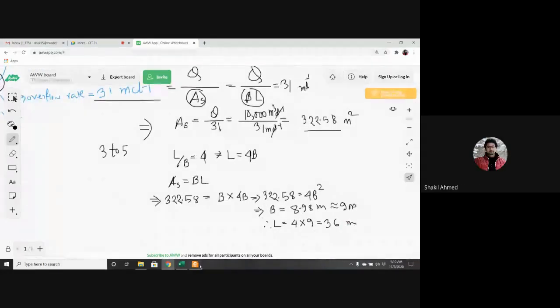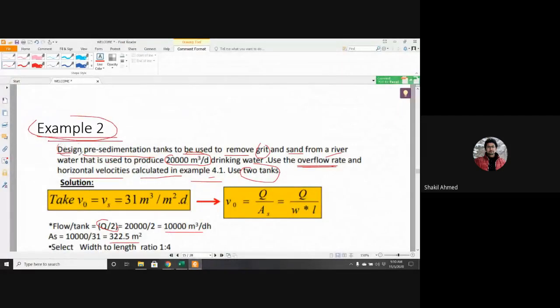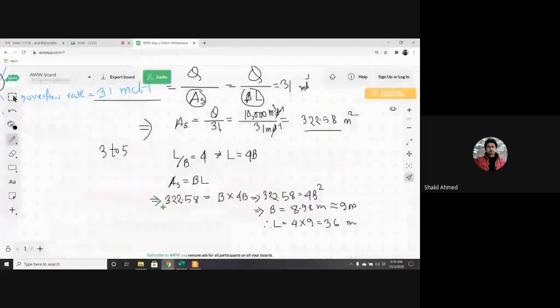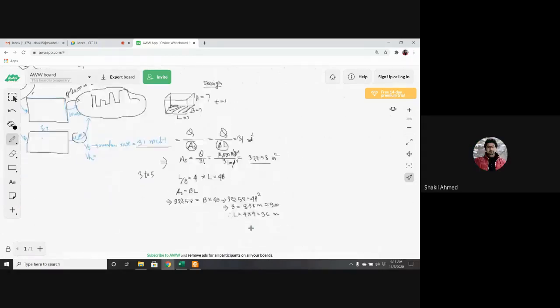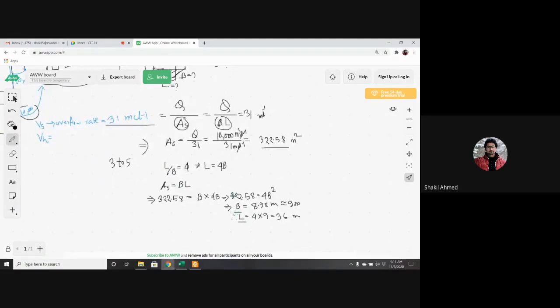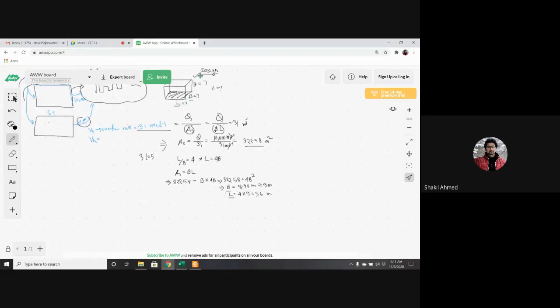Yes, sir. Now, what is the objective of this problem? To design a pre-sedimentation tank. Design a pre-sedimentation tank, that means determination of L, determination of B, and determination of depth. At the same time, determination of detention time. This is called the design. Like if you design a building, you are basically calculating the dimension of a column, beam, or footing. Similarly, design of a sedimentation tank here is this. Is it clear? Yes, sir. So look at this equation now. We have already determined L, B. What else remaining? H, right? H.